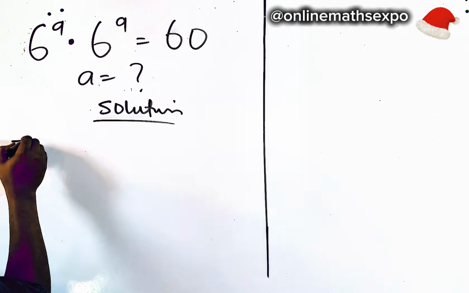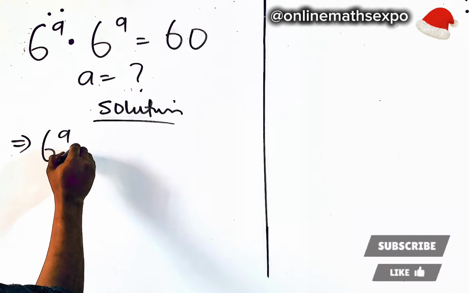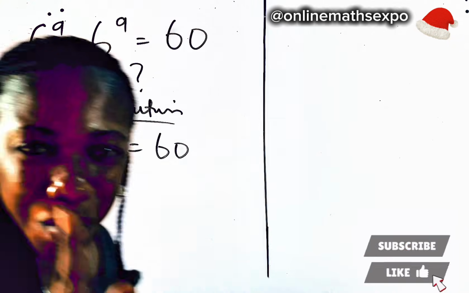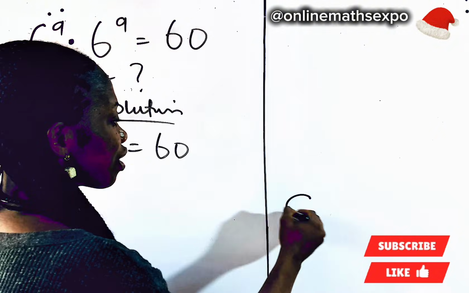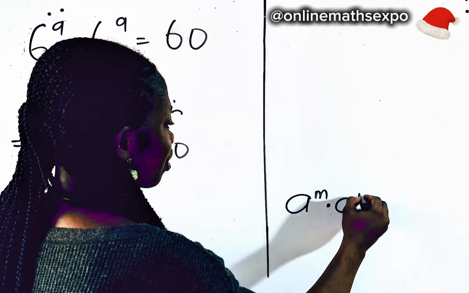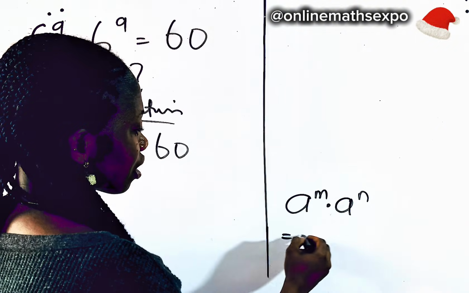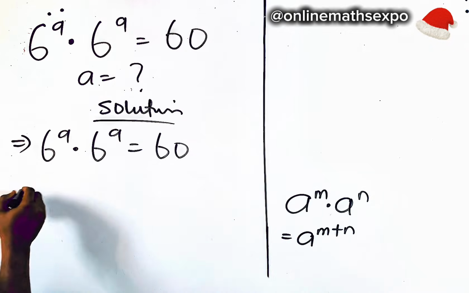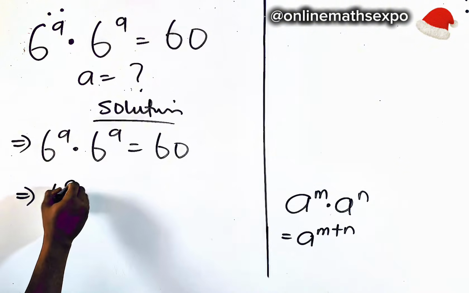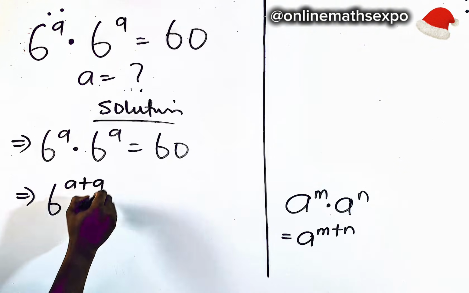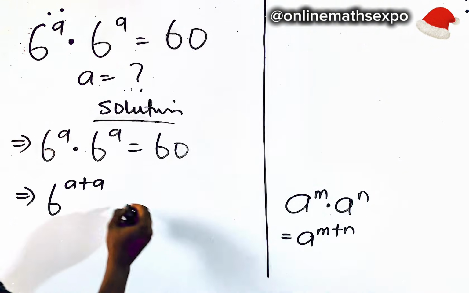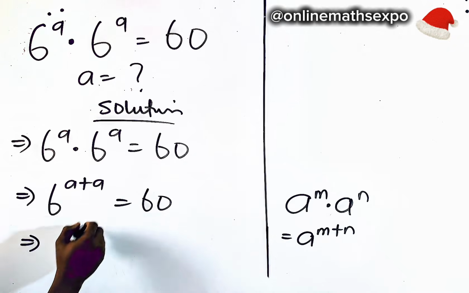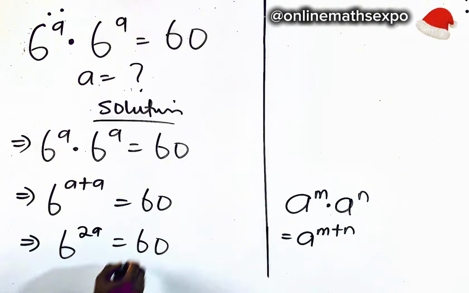So this is what we have: 6 to the power of a multiplied by 6 to the power of a is equal to 60. A quick one, just remember, for every a to the power of m multiplied by a to the power of n, it's always a to the power of m plus n. So in that case, you can now have this as 6 to the power of a, the multiplication turns to addition, just like this, and it should be equal to 60. So we are going to now have 6, add this, it gives you 2a is equal to 60.